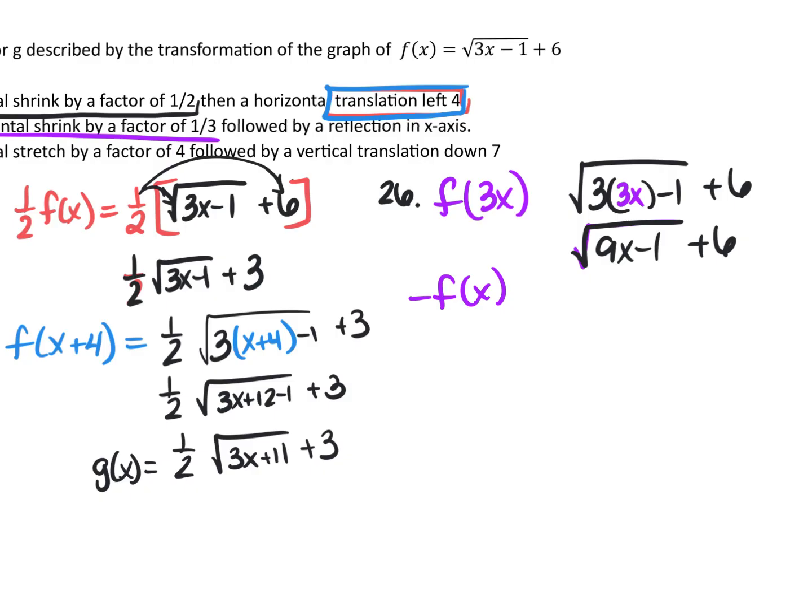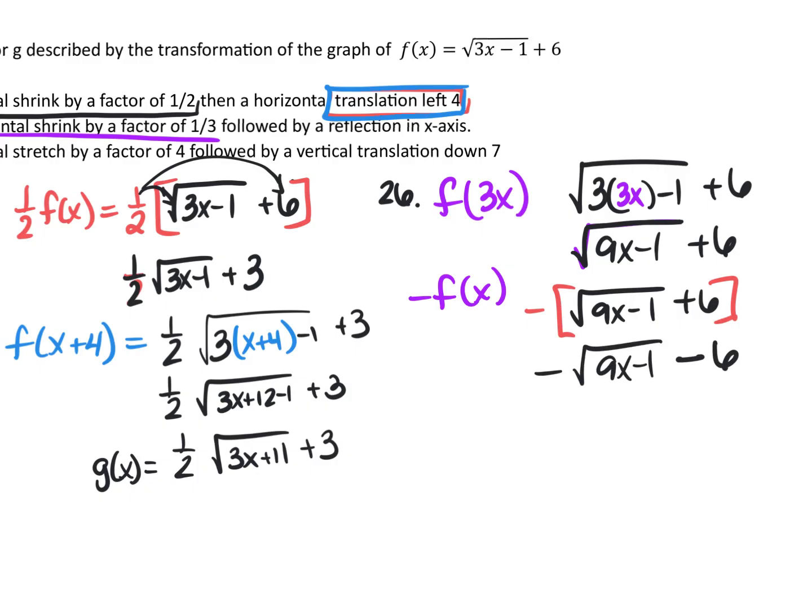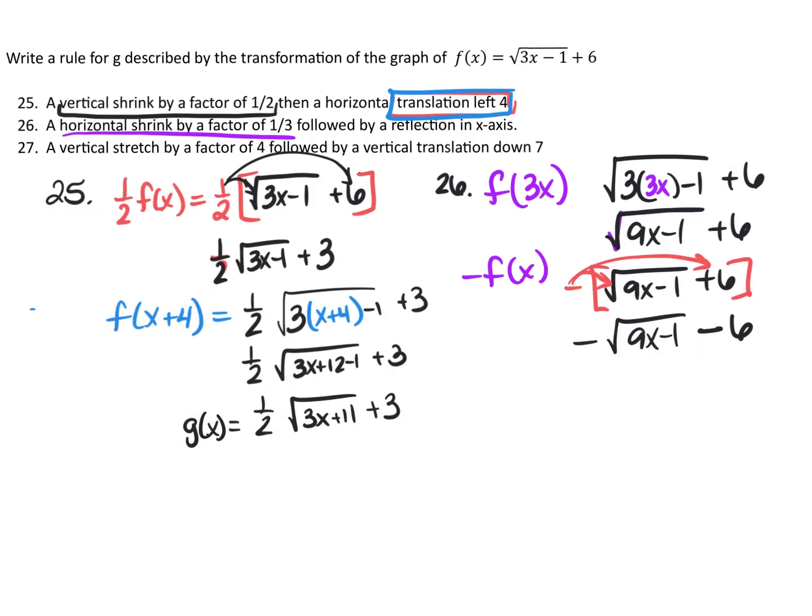And then I need to multiply the whole equation by the negative. Everything that's not under the radical gets multiplied by the negative. So that means it's negative radical 9x minus 1 minus 6. It has to distribute. So my final function, g of x, is negative square root of 9x minus 1 minus 6.